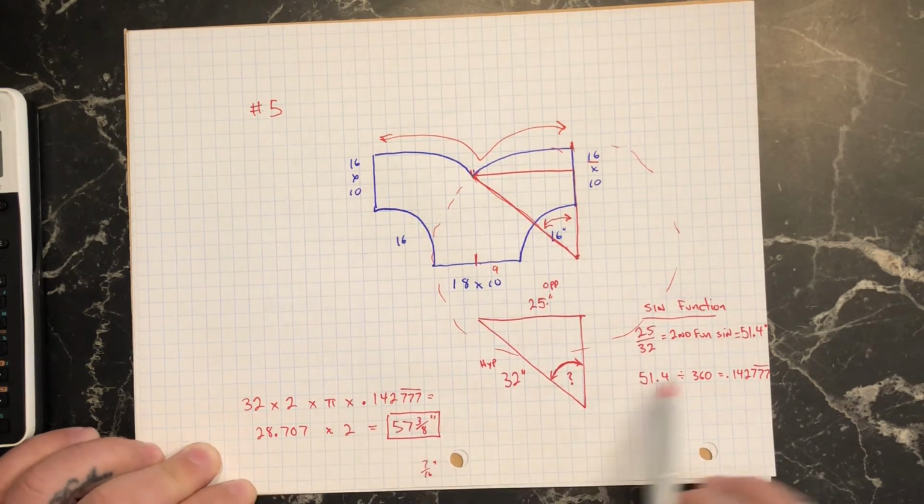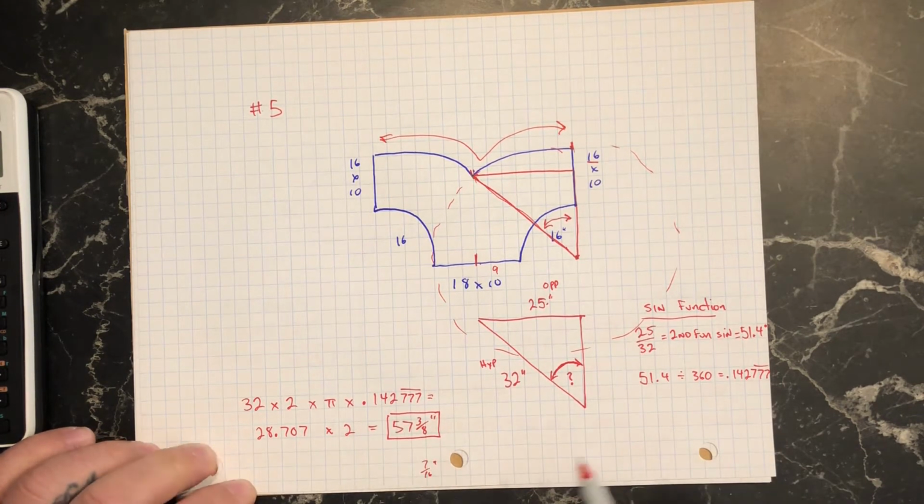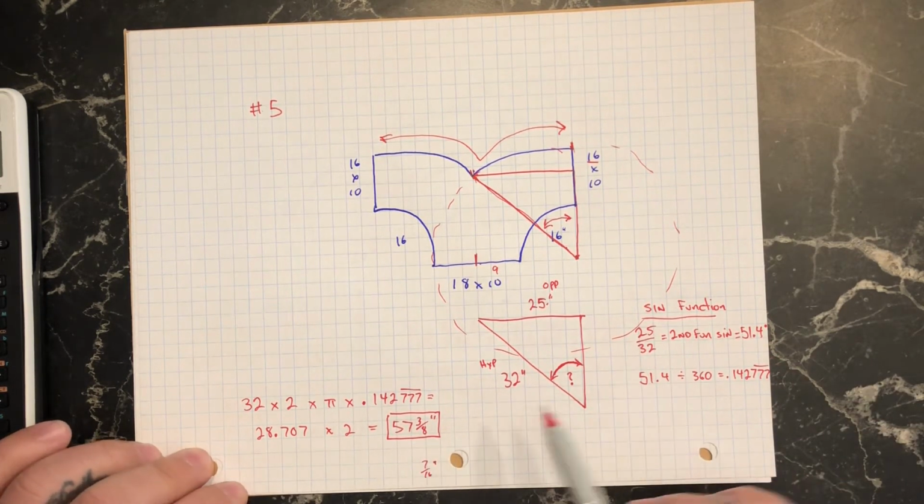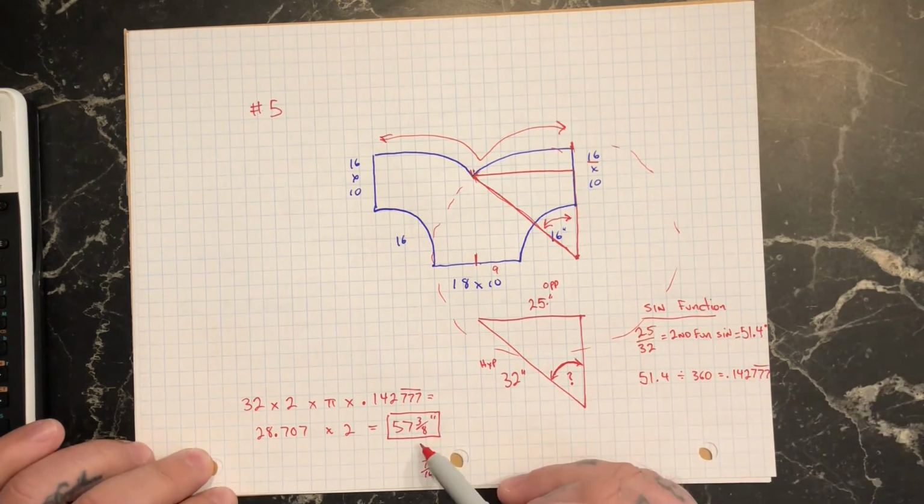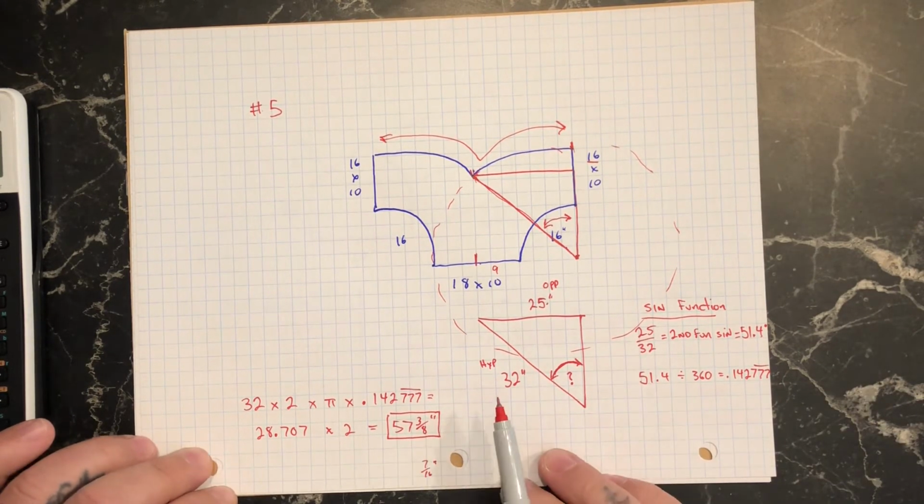If you use the numbers I have right here, because I rounded them off pretty quickly, it actually ends up as 57 7/16. If you use the full length of the decimals, which is more accurate, you're going to end up with 57 3/8.